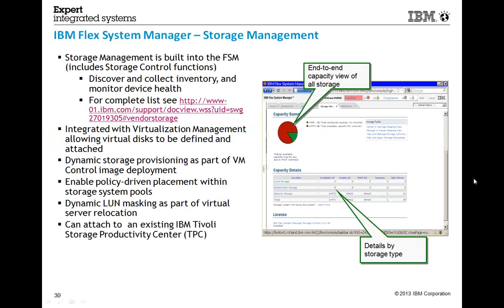Storage management also is integrated into this system.